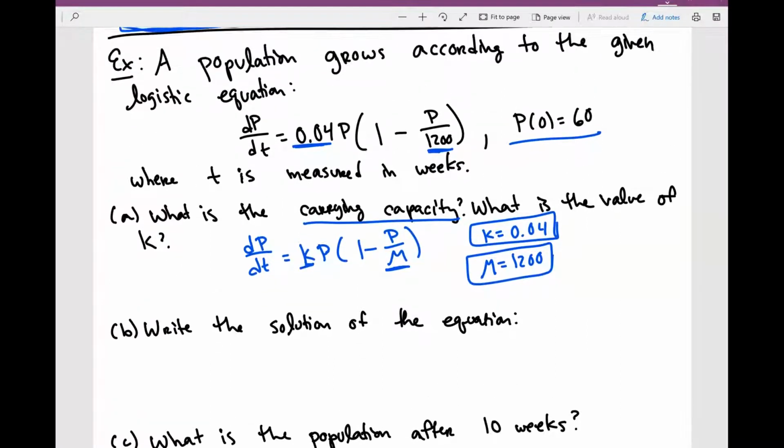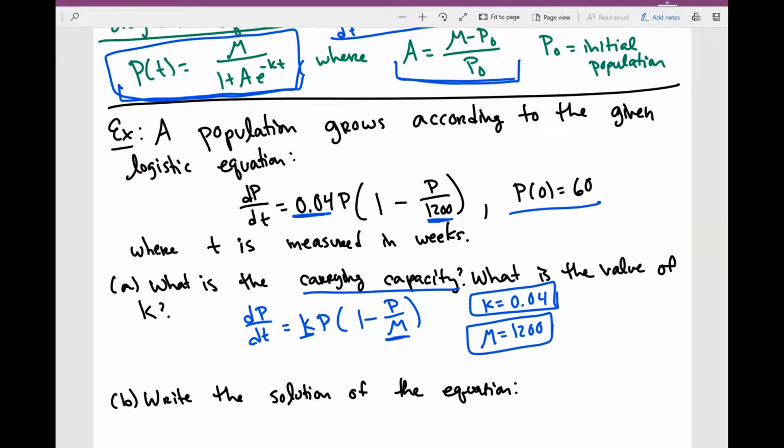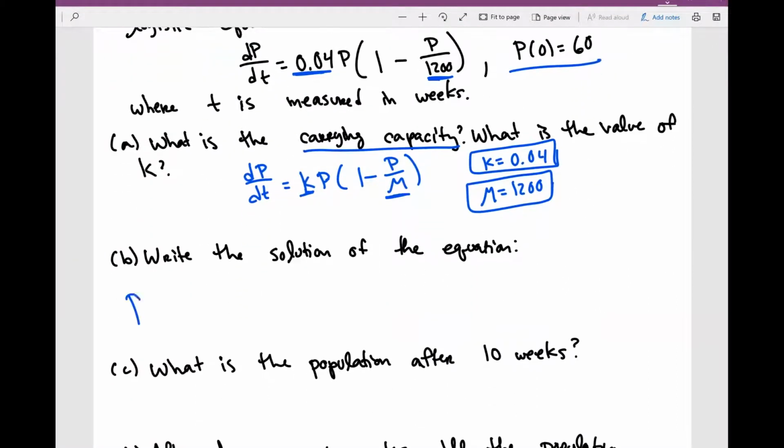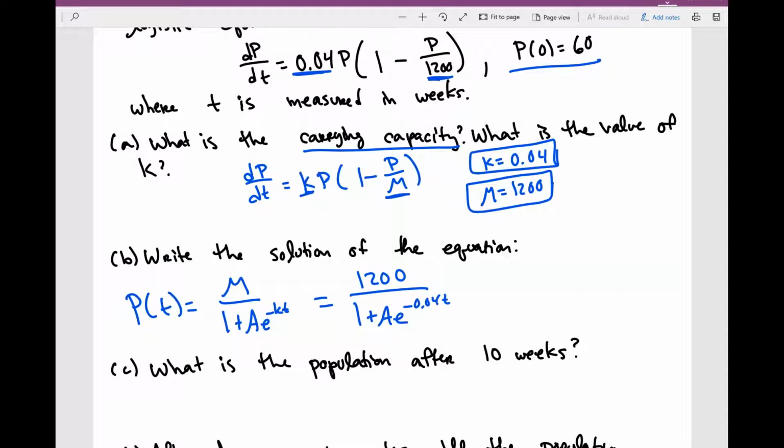So the solution to that equation, if you see over here, is right up here. So we know that P of t is equal to M over 1 plus A e to the negative kt. Okay, so here our M value is just going to be 1,200. 1 plus A, I'm going to write A by itself for right now, e to the negative k, which is 0.04 t.